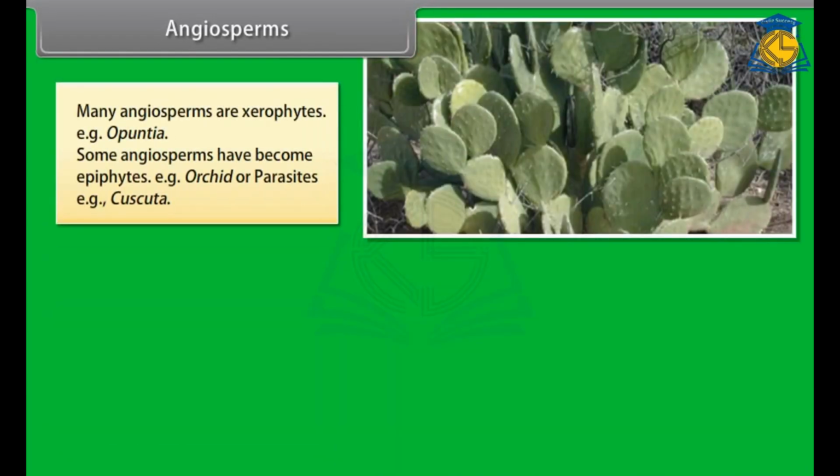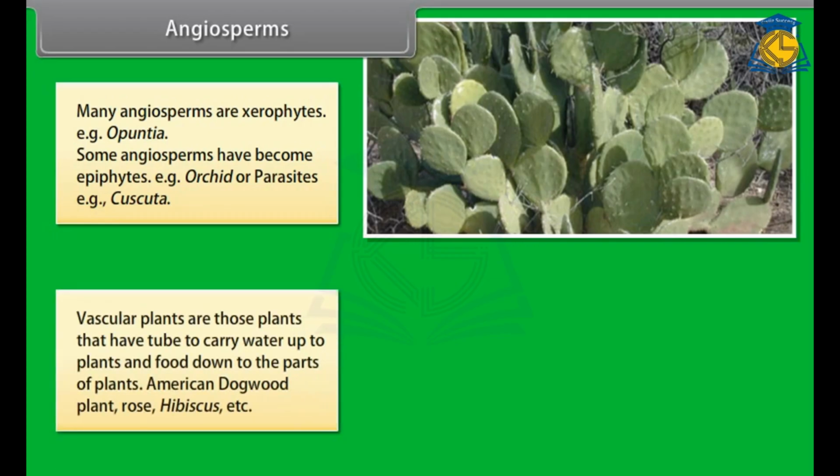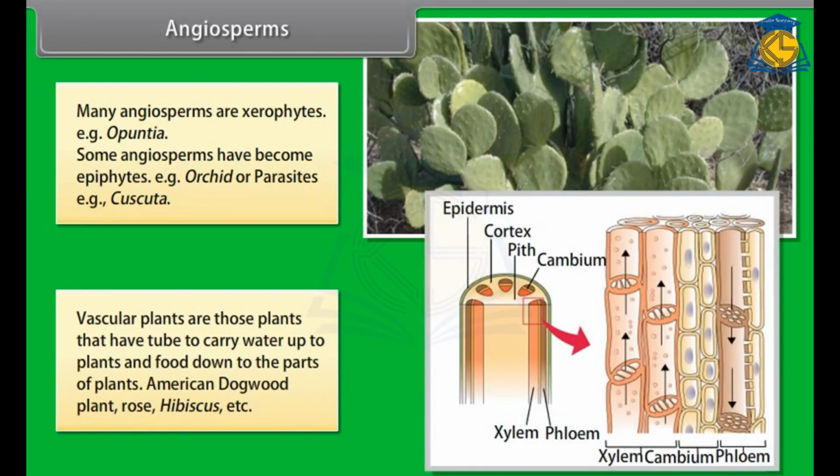Many angiosperms are xerophytes. Example, opuntia. Some angiosperms have become epiphytes. Example, orchid, or parasites. Example, cuscuta. Vascular plants are those plants that have tubes to carry water up to plants and food down to the parts of plants. Example, American dogwood plant, rose, hibiscus, etc.